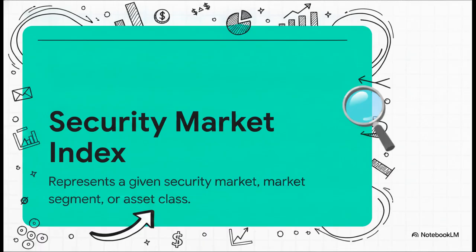A security market index is basically a tool representing a specific security market, a market segment, or an asset class. You can just think of it like a hypothetical portfolio of marketable securities. The value of this index is calculated on a regular basis using the market prices of the individual securities, which we call constituent securities, that make up the index. It's a single, consolidated measure that saves investors the massive time-consuming headache of analyzing vast amounts of individual data.